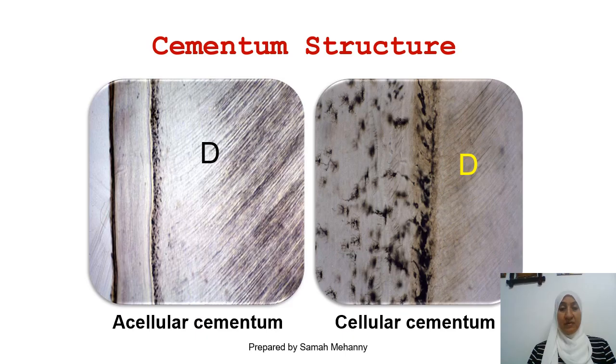The cementum, as we mentioned, shows two main types, acellular and cellular. Acellular means we have no entrapped cells, while cellular cementum means that we have entrapped cementoblasts that are called cementocytes.